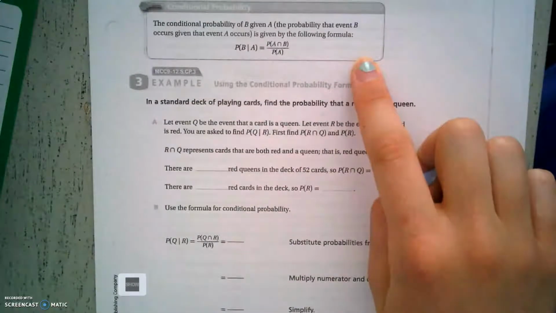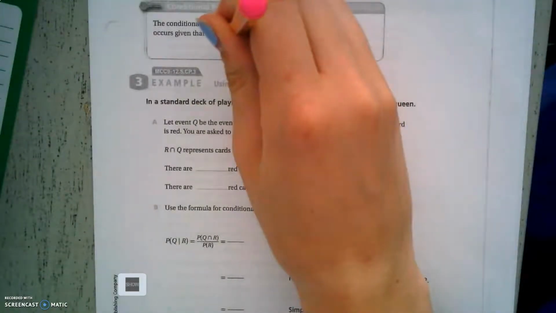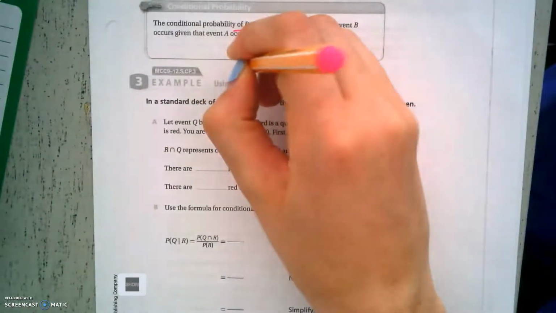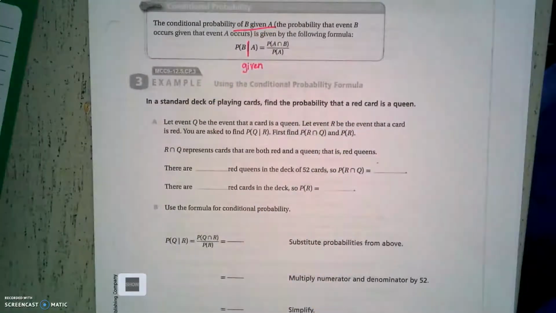The conditional probability of B given A. So that first line there, okay? The probability of B given A, that's how we read this. This little line right here means given. B given A happened, okay? So that's the probability of event B occurring, given that event A occurs. So when we see given A, that A becomes my denominator.